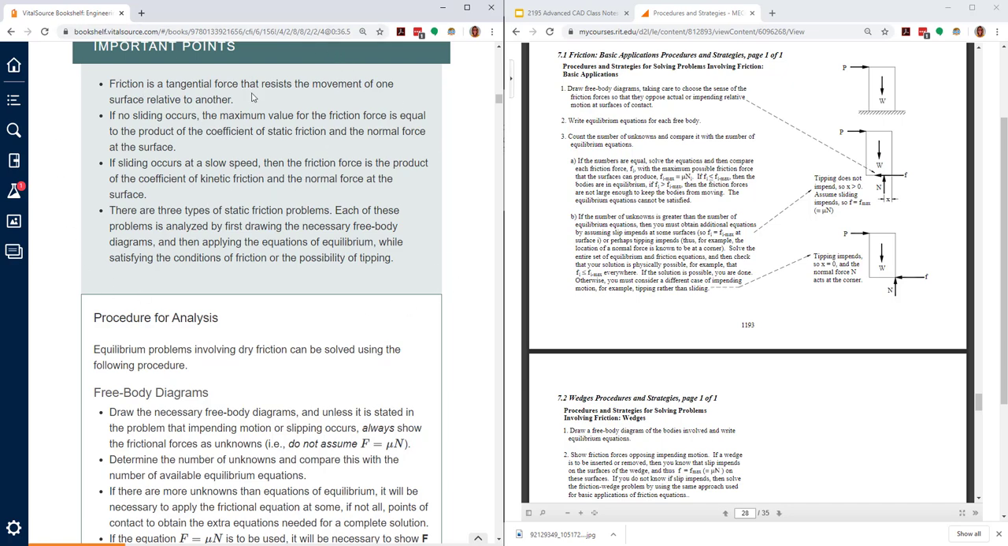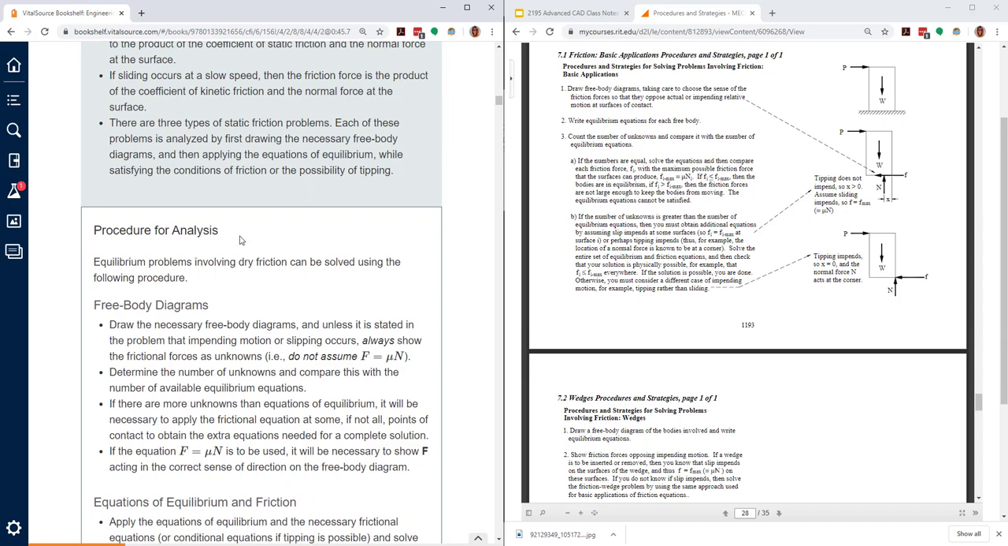Friction is going to resist movement of one surface relative to another. If there's no sliding, the maximum is the coefficient of static friction times the normal force. If there is sliding, then the friction force is the kinetic coefficient of friction times the normal force. There are several types of static problems where we need to draw the free body diagram, apply the equations of equilibrium, and then satisfy conditions of friction or tipping.